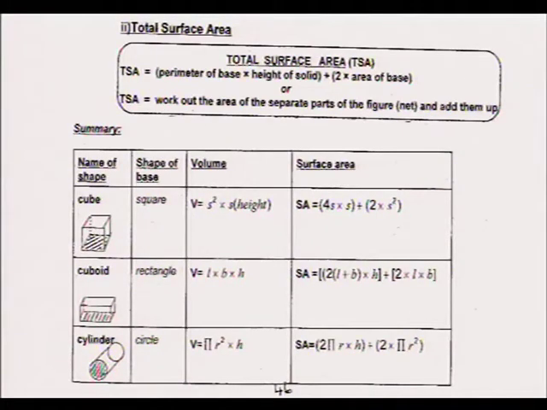The surface area is when you have the flat figure and you have to find the total surface area of the figure. For example, the cube, the shape of the base is a square, the volume will be S to the power 2 times S. The surface area will be 4 times S times S plus 2 times S to the power 2. There's your cube. Your cuboid is a rectangular figure. The cylinder has a circle at the bottom, or two circles if it's covered.